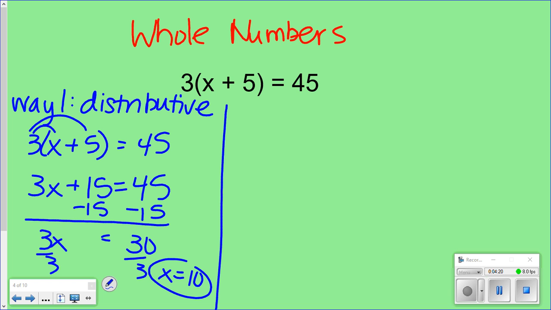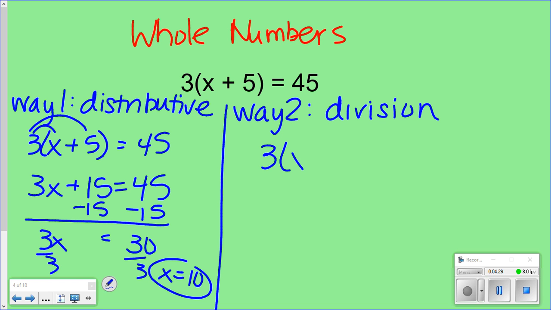This one's pretty easy because it turns into a 2-step equation that we've done the last so many days. So the only difference would be this first step. All right, so this is way 2, and I call it division. Okay, and I'm just going to rewrite my problem here.